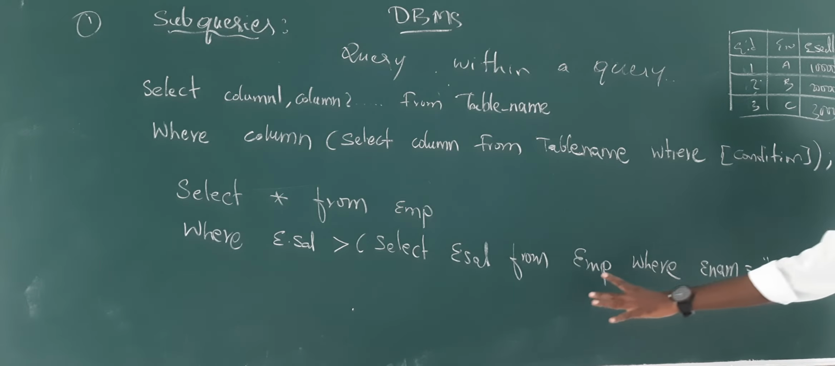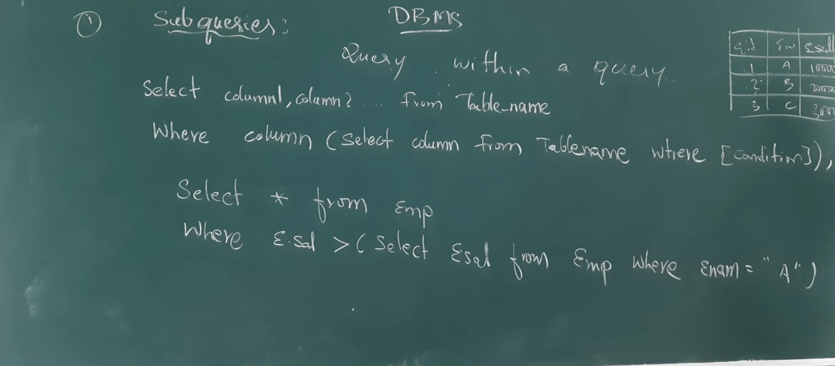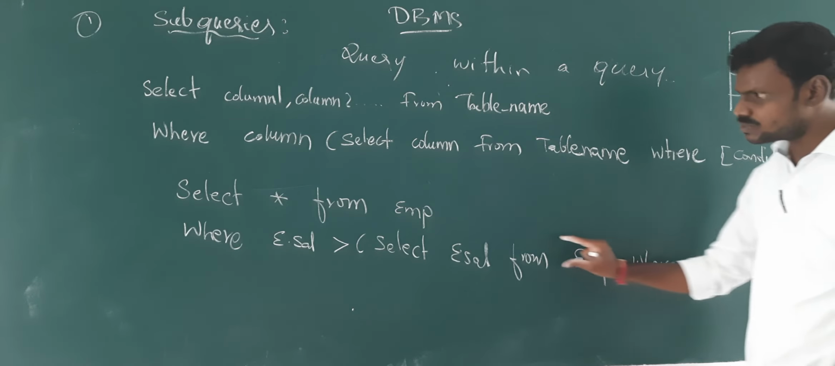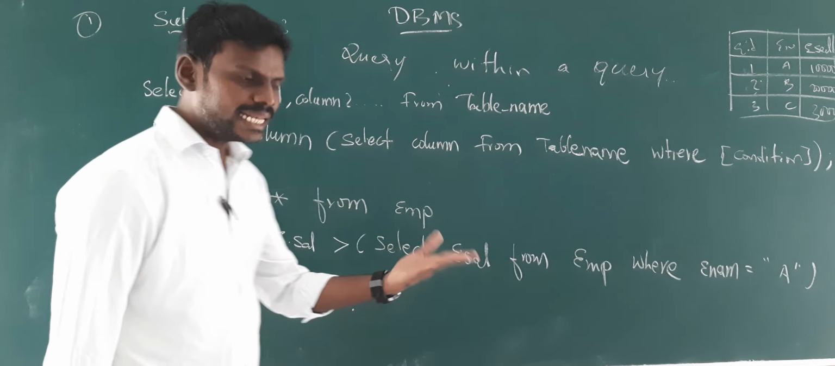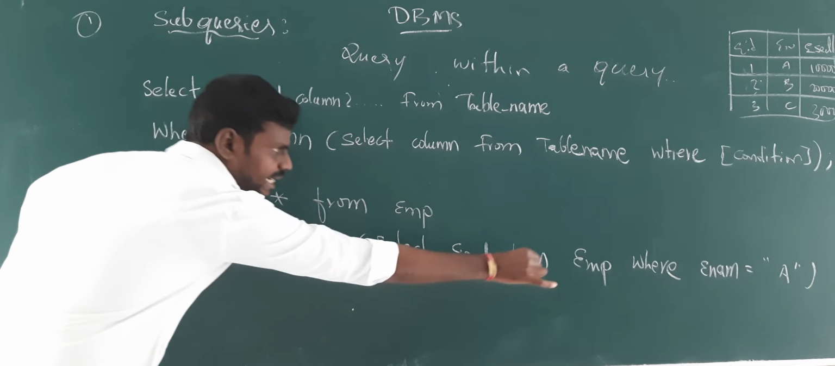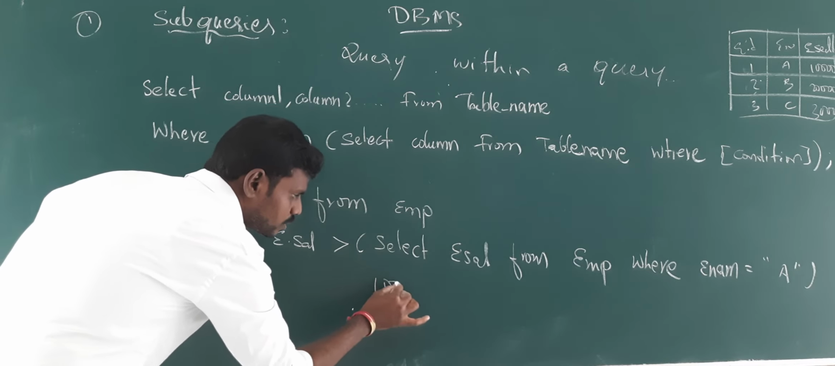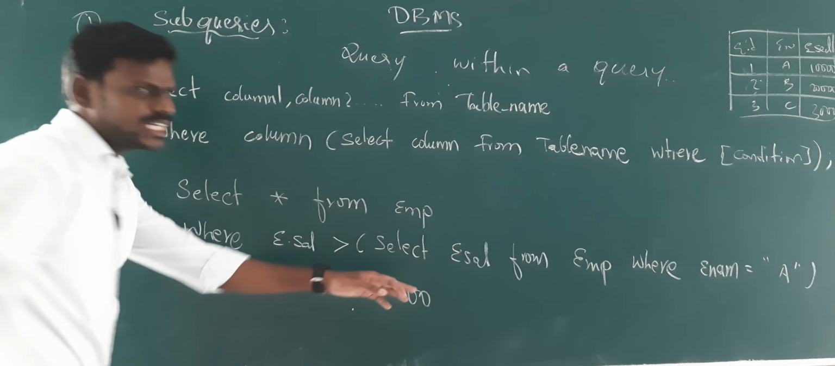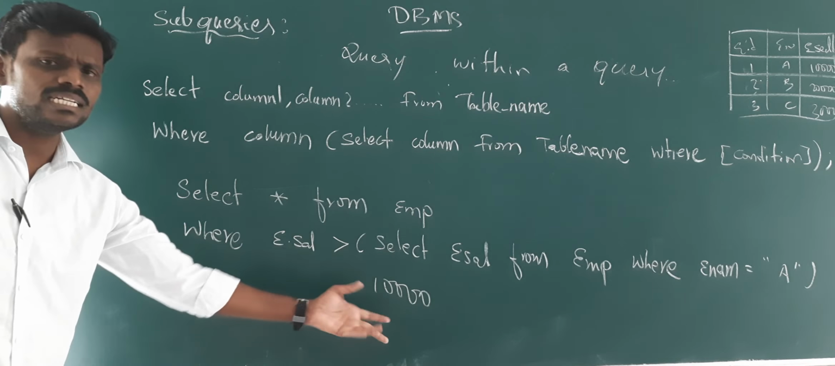Okay, now we will be executing this statement. Select E salary from the employee table where the employee name is A. A is having a salary of what? 10,000. That will be the result. So the result of this entire statement is 10,000. Now we have executed the innermost query, and we are getting the result as 10,000.